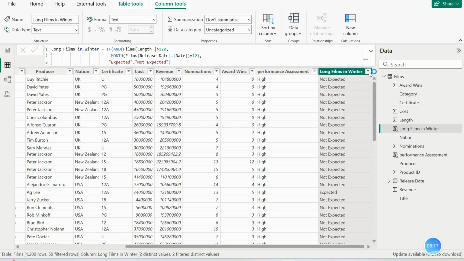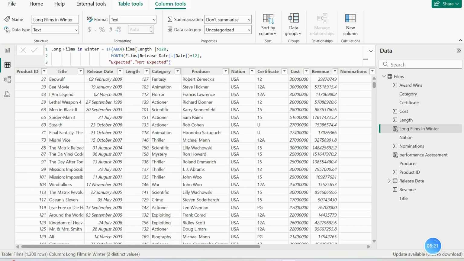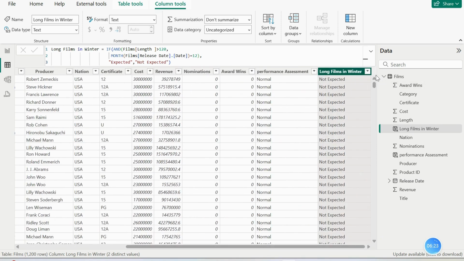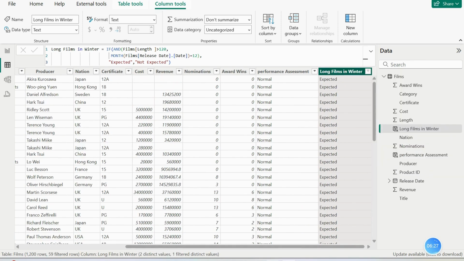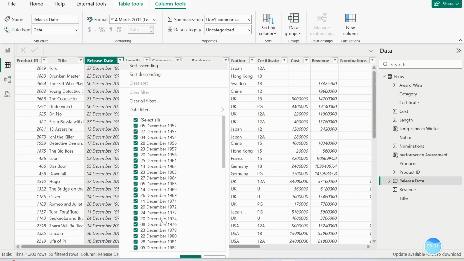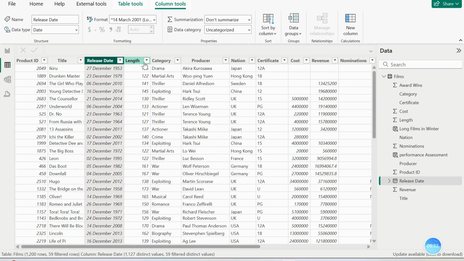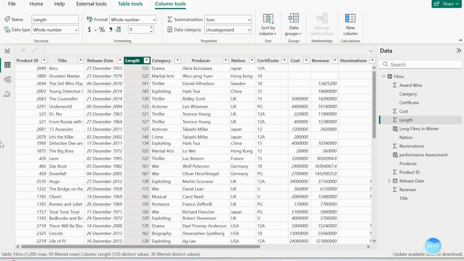Let's do the sense check. Okay, expected. That means the date is always in December, no problem. At the same time, it should be longer than 120 minutes. Sorting the figures from the smallest one to the biggest, that's also no problem.